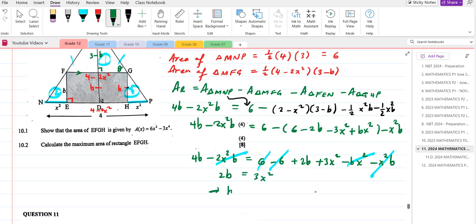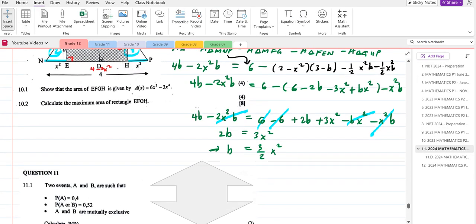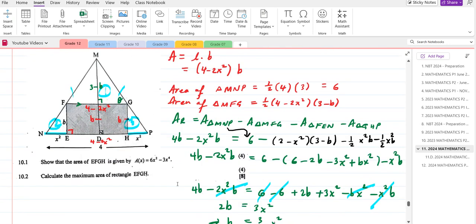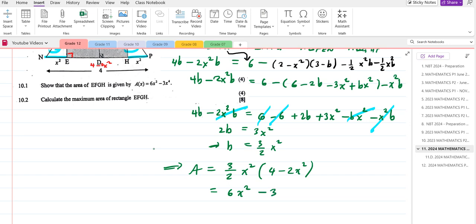This implies b is equal to 3 over 2 x squared. So now we can find the area. This implies the area is now equal to, remember I had a b there, 3 over 2 x squared into 4 minus 2x squared. 3 over 2 times 4 is 6x squared, that's 1.5 times 4, right, and 1.5 times 2 is 3x to the power 4. Right, so I hope you guys understood that.